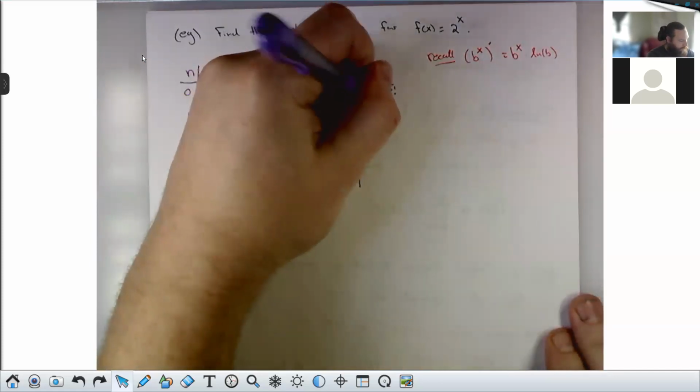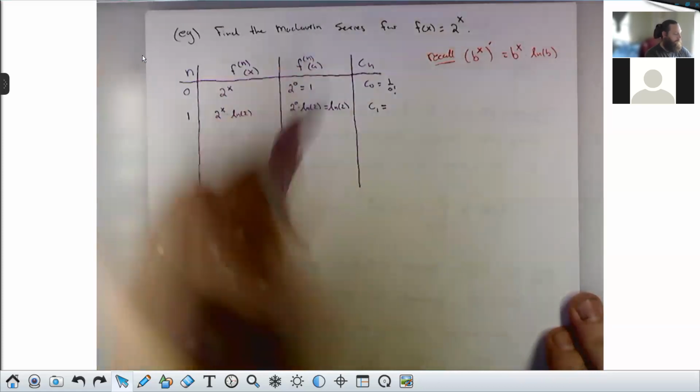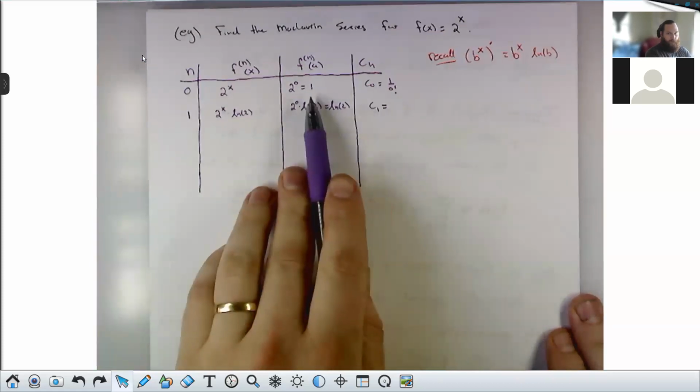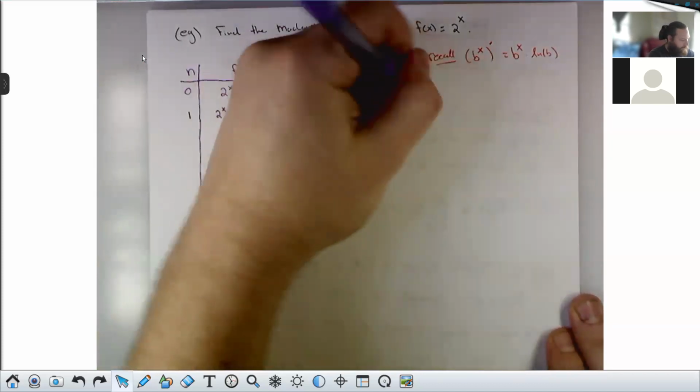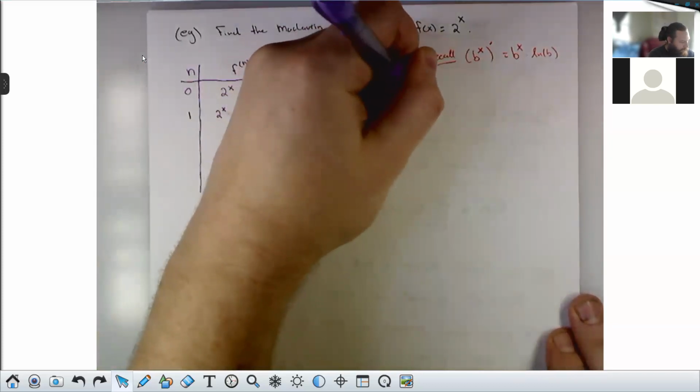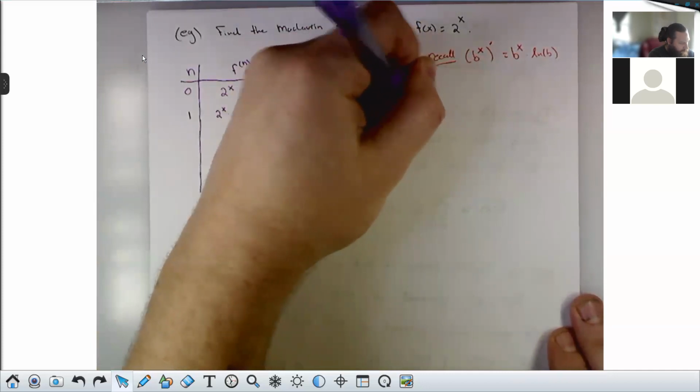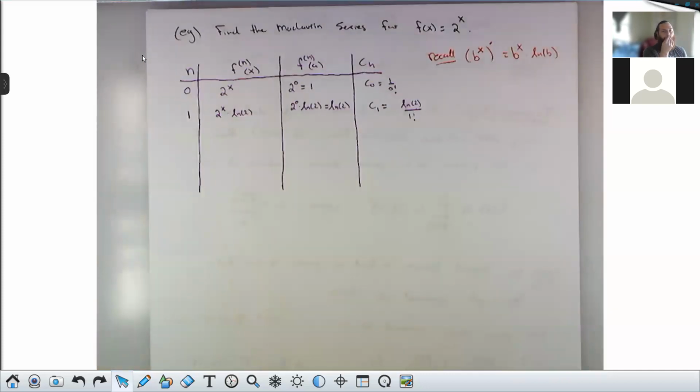So C1, to get the entry in the far right column, you just take this guy, whatever you get here, and divide by n factorial. Here n is 1. So this is the natural log of 2 divided by 1 factorial. My advice is do not simplify in this right-hand side. Leave 0 factorial as 0 factorial. Leave 1 factorial as 1 factorial, because we're going to be looking for patterns in this far right column to get our final answer.